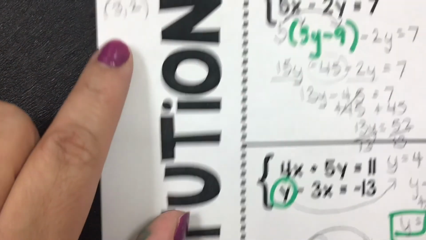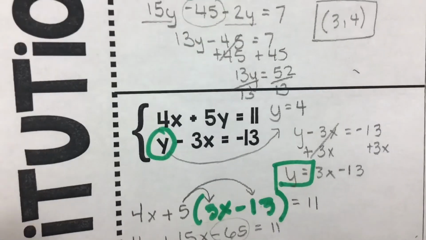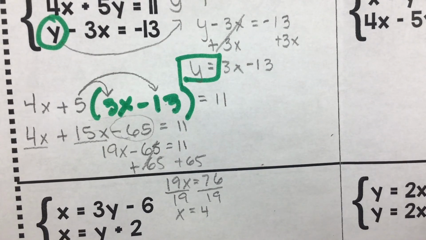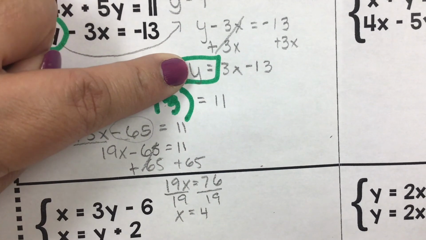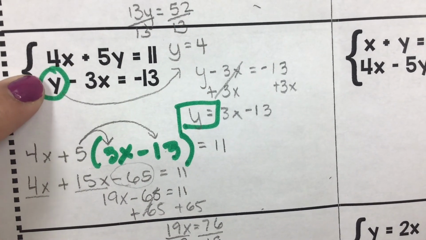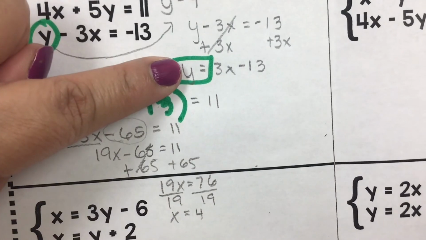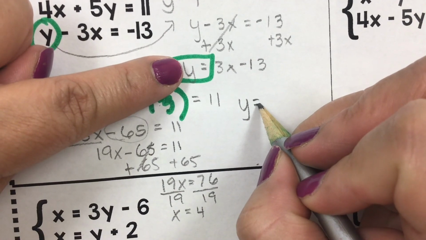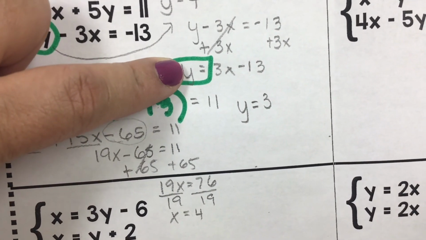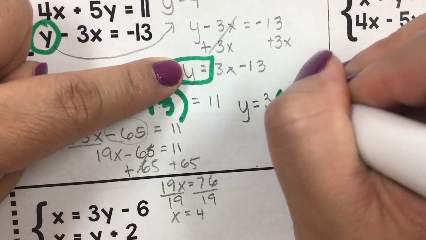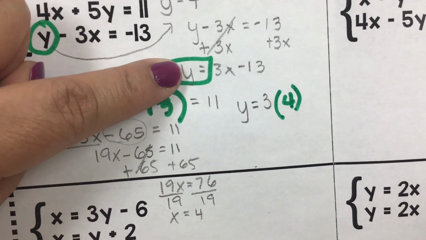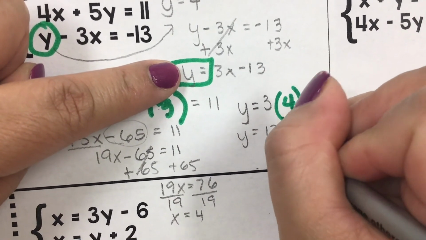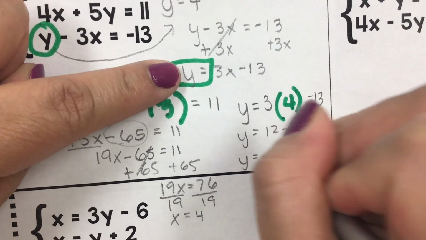So you have an x, now you need a y. So again, how we solve for the y is that we take the one that's y equals. You can use this equation, but I'm going to use this one because it's already set for me to use the x. So y is equal to 3 times 4, because that's the x value that we solved for, minus 13. Y is equal to 12 minus 13. Y is equal to negative 1.